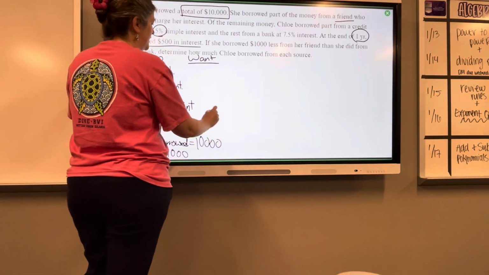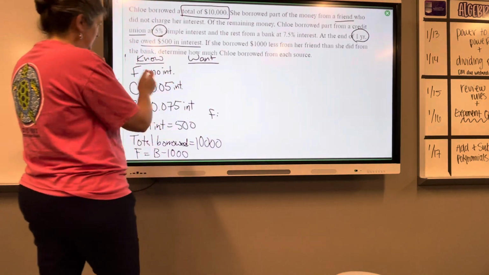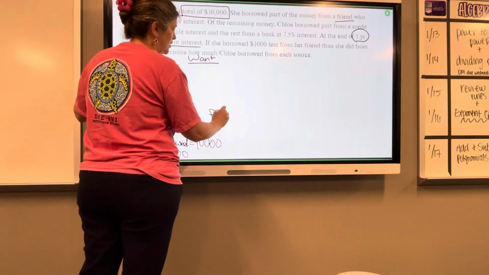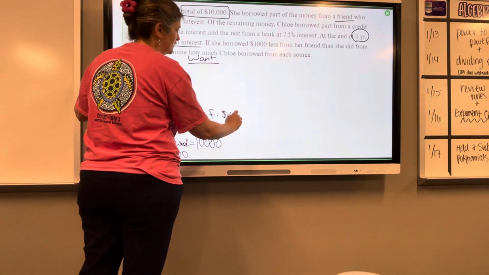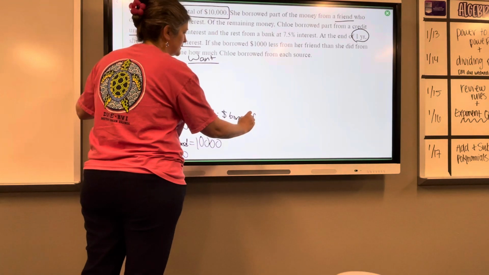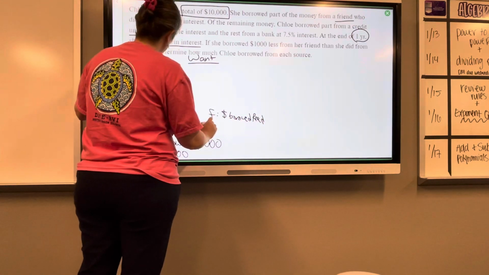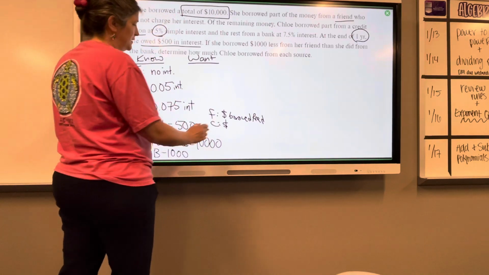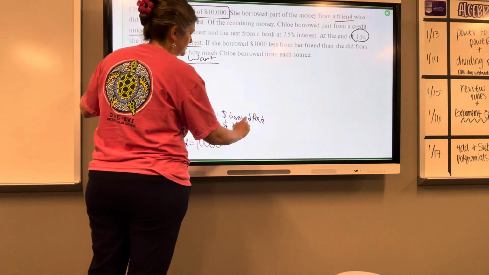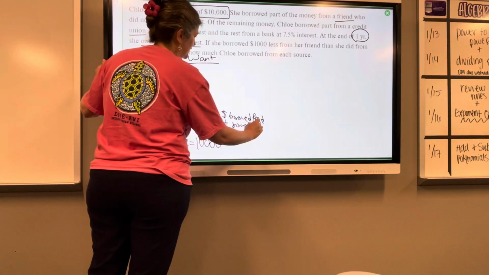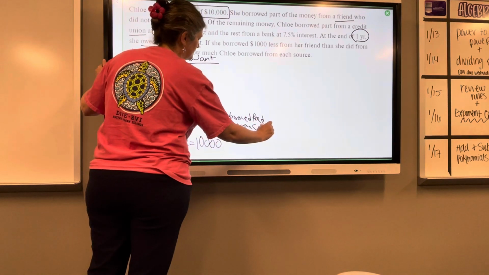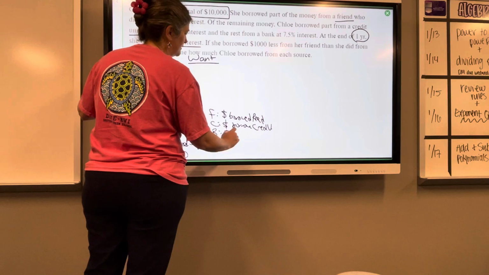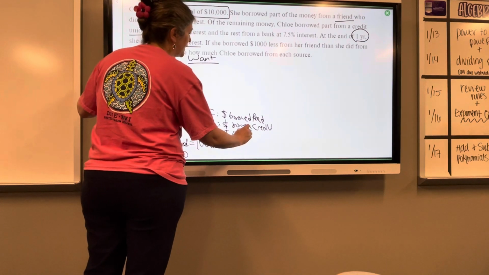I'm going to define F as, I don't want to just go with the interest. We're going to call it the dollars borrowed from the friend. And then C is also dollars. I want to be really specific with my units. Dollars borrowed from the credit union. And then B was dollars borrowed, because there's two different kinds of borrowed.